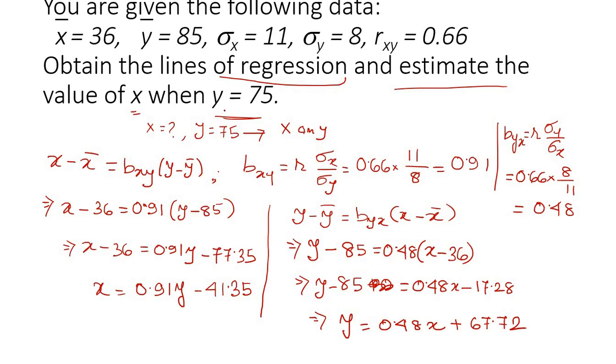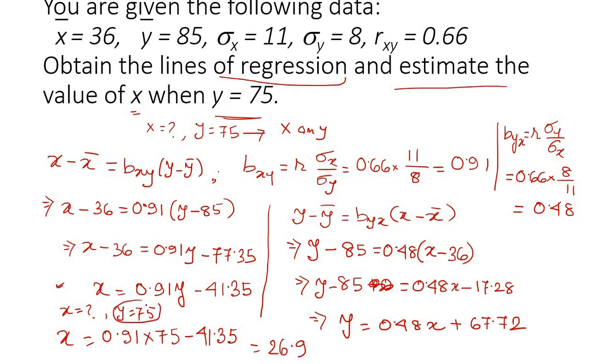Now we have to find the value of x when y equal to 75. So we will use this equation. So that gives me x equal to question mark when y equal to 75. We get from here x equal to 0.91 into 75 minus 41.35. So that gives me 26.9. So when y equal to 75, the value of x is 26.9.